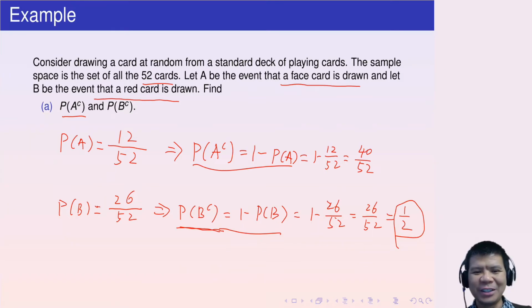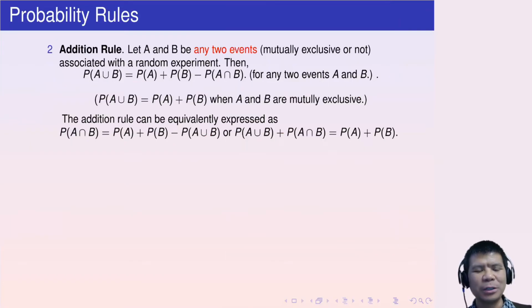Very good. Now, the second rule we are going to introduce is the addition rule. So what is the addition rule? Let A and B be any two events, whether they are mutually exclusive or not, associated with a random experiment. Then the probability of the union equals the probability of A plus the probability of B minus the probability of their intersection. This is the addition rule.